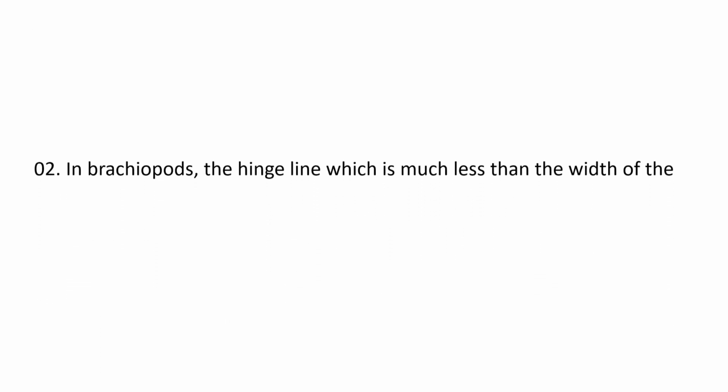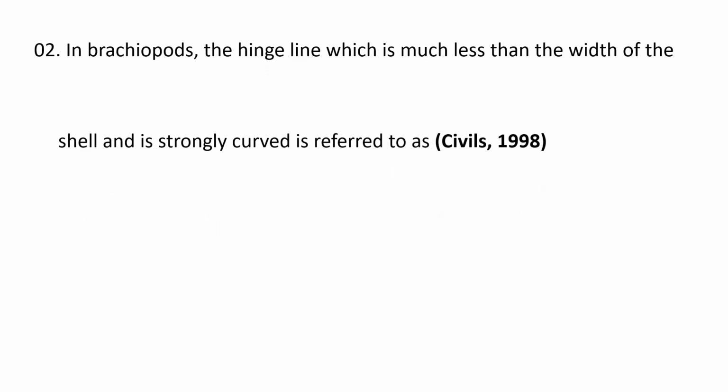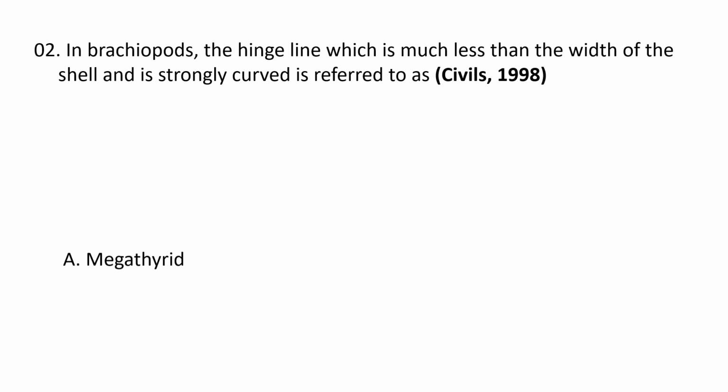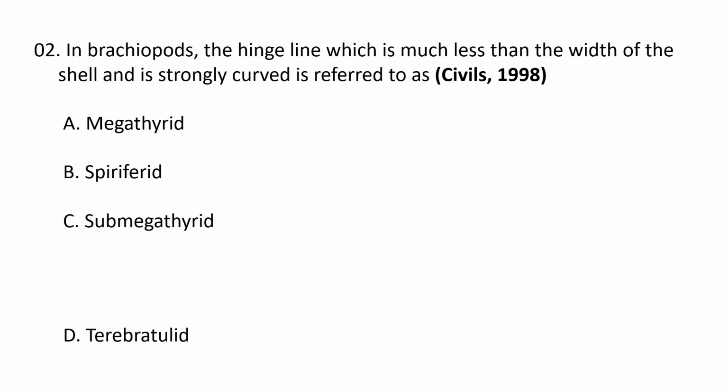Next question. In brachiopods, the hinge line, which is much less than the width of the shell and is strongly curved, is referred to as A. Megathyrid, B. Spiriferid, C. Submegathyrid, and D. Terebrachulid. So, correct answer is D.